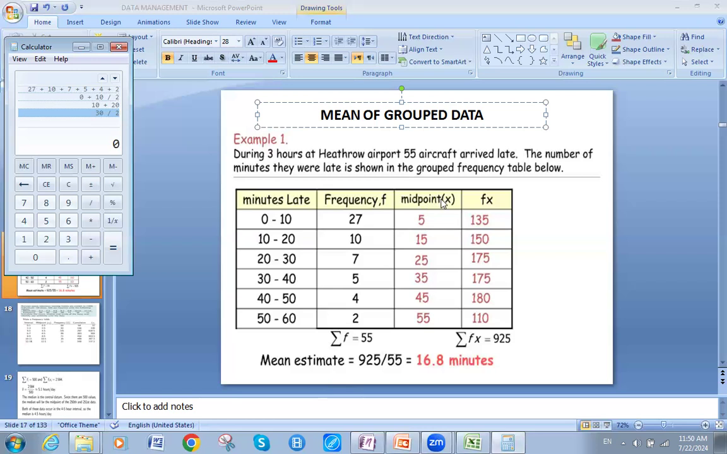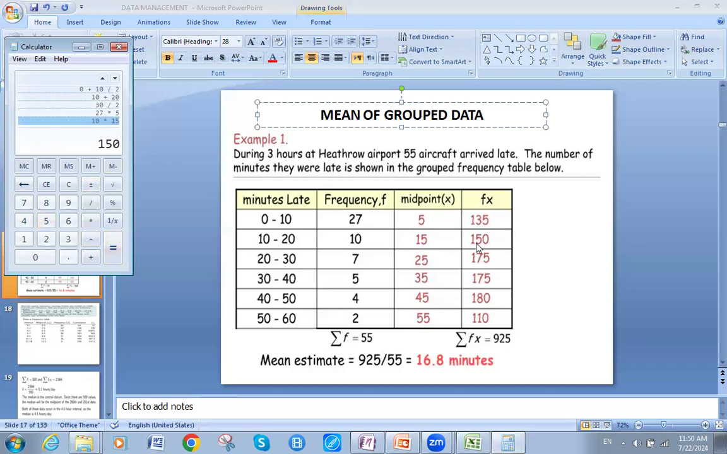Now the midpoint is x and the frequency is f. All I will do in this fx column is multiply the frequency times the midpoint. As an example, this 27 multiplied by 5 will equal 135. The next one, 10 multiplied by 15, will give me 150.